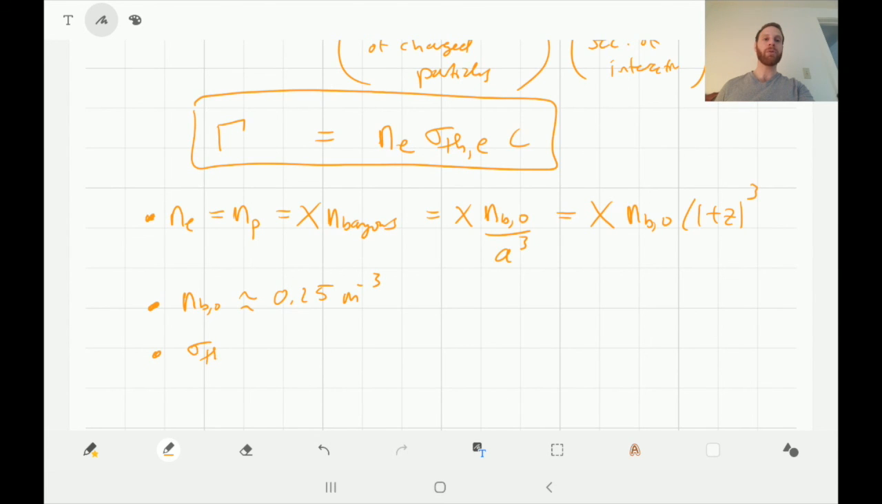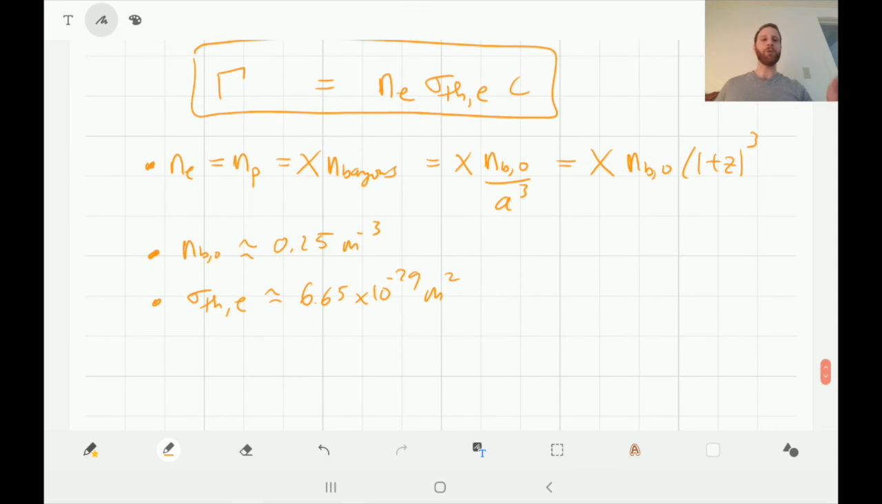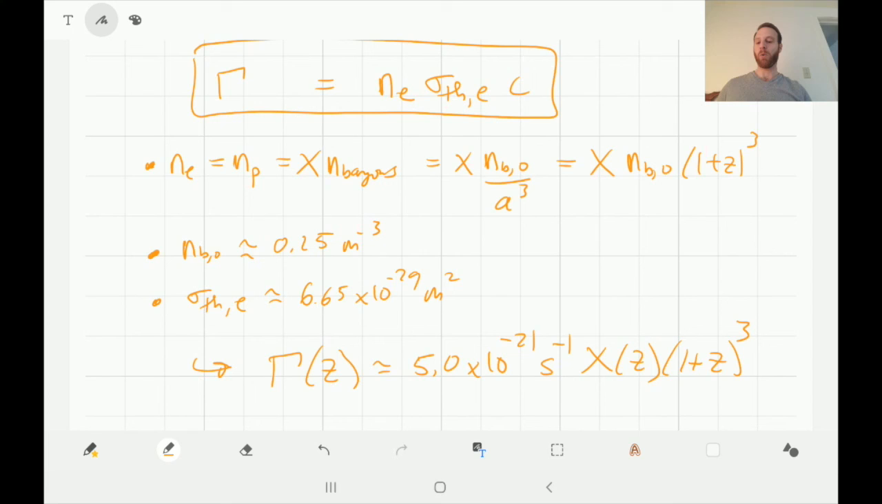Meanwhile, the Thomson cross-section for photons with electrons, this is a tiny number, it's like 6.65 times 10 to the minus 29 meters squared. This is an area. And when you put that all together, that tells you that the interaction rate of photons with charged particles in the background as a function of redshift, z, is approximately given by 5.0 times 10 to the minus 21 per second times the fractional ionization as a function of z. We can do that and multiply this by the quantity (1+z) cubed.